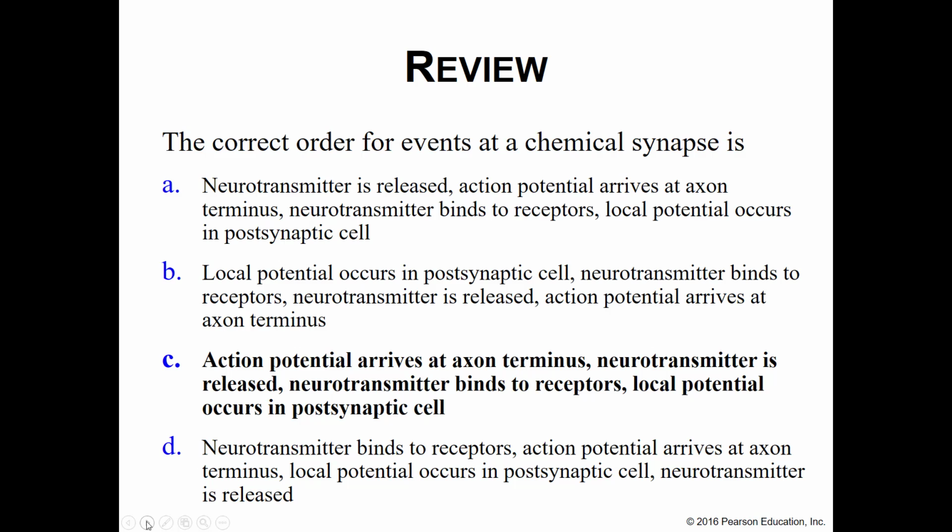All right, what is it? It's C. Remember, an action potential is the first thing that happens. So you can read through these and immediately see, all right, action potential arrives at the axon terminus. That's the first one. This is the only one that's got that. So it's the only one that can really be correct.